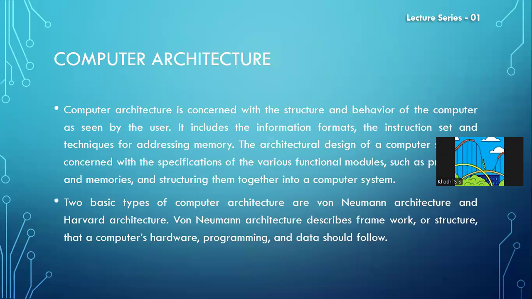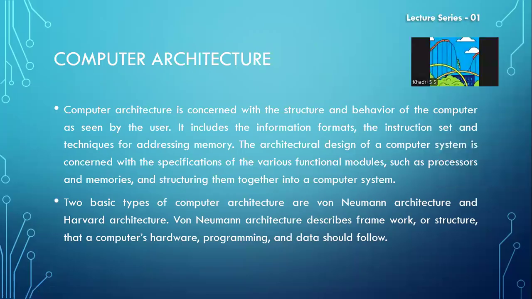Next, computer architecture. Computer architecture is concerned with the structure and behavior of the computer as seen by the user, including the information format, the instruction set, and the techniques for addressing memory. The architecture design of a computer system is concerned with the specifics of various functional modules such as processor and memories, and structuring them together into a computer system. For that sake, I am discussing computer architecture.